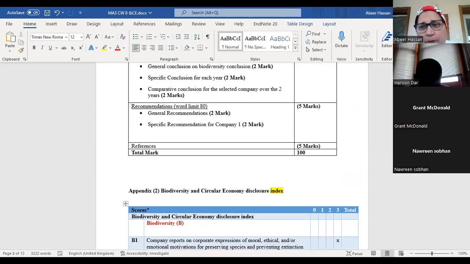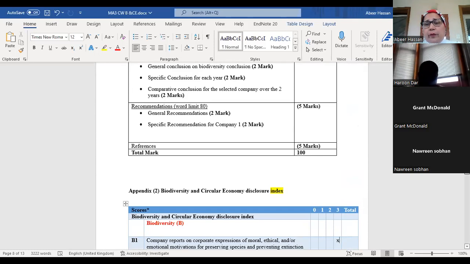Give yourself some time to pick a company, a couple of days. Go around, have a wee look, see if there is anything related to biodiversity, if there is anything related to circular economy, and if you are happy, go ahead and take the decision.